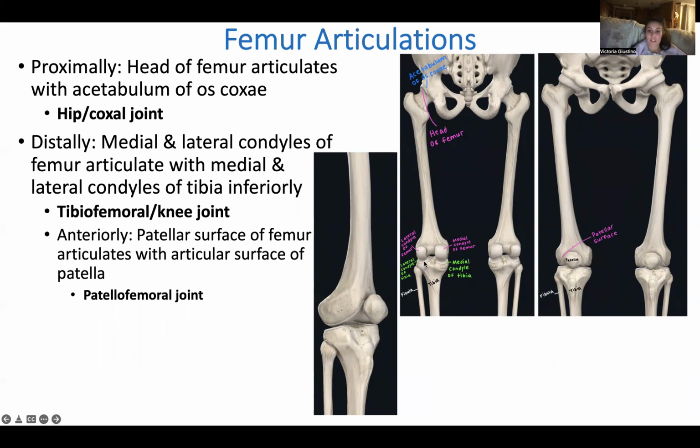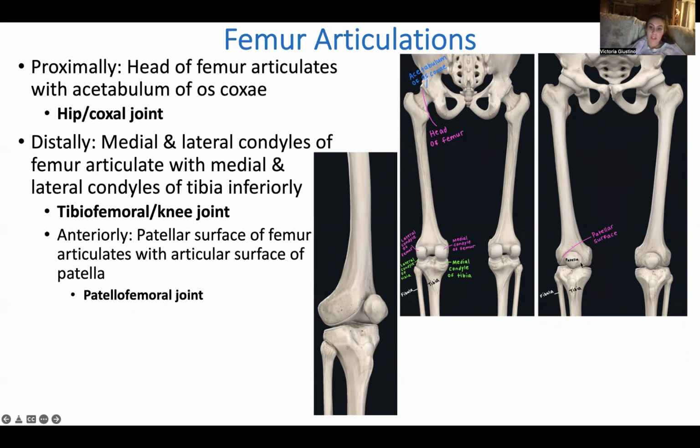So it's really worth mentioning that the fibula does not articulate at all with the femur. Only the tibia articulates with the femur, which is different because for the humerus, both the radius and the ulna articulated, but nope, not the case here, only the tibia. So only the tibia touches the femur, articulates with the femur.